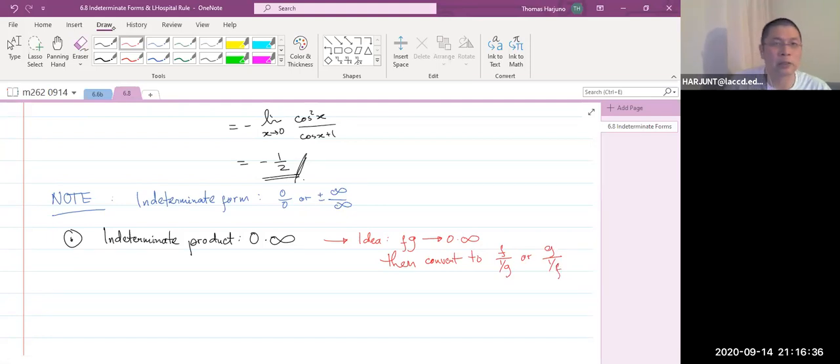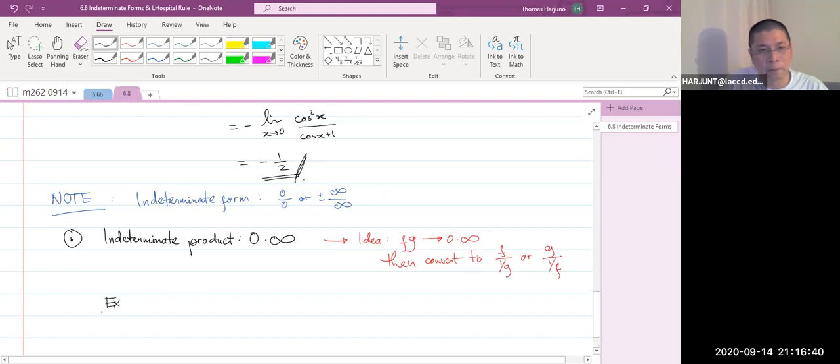What do you mean, Thomas? Let's take a look at the following example. It's actually a textbook example: limit x going to 0 positive of x ln x.